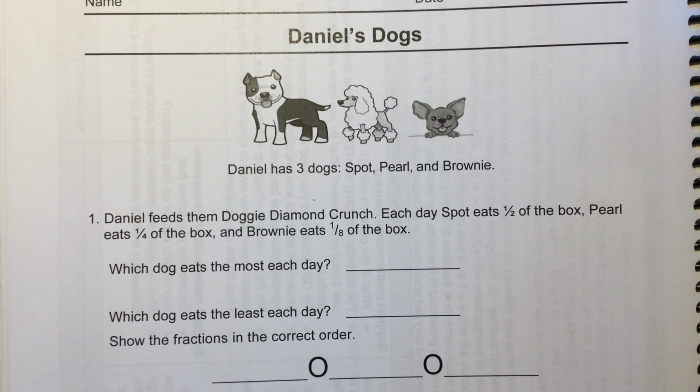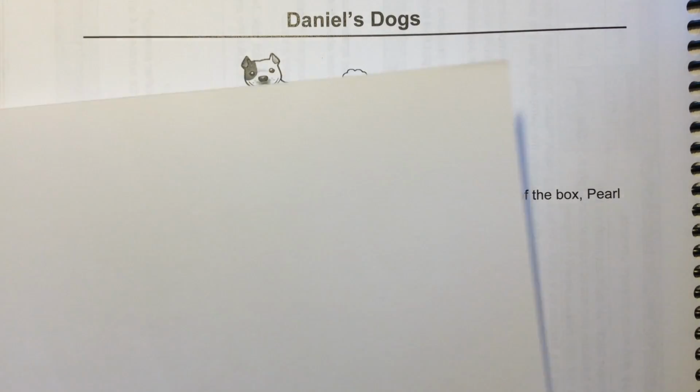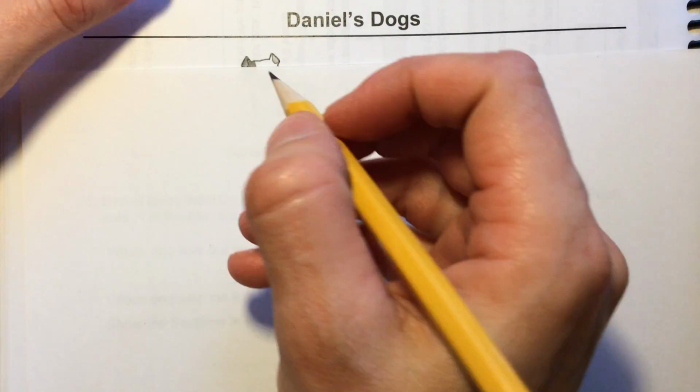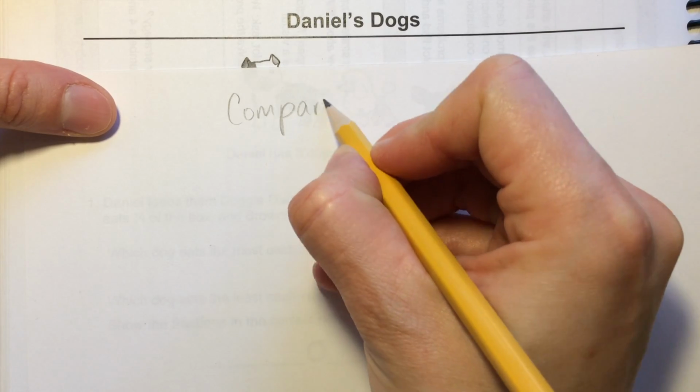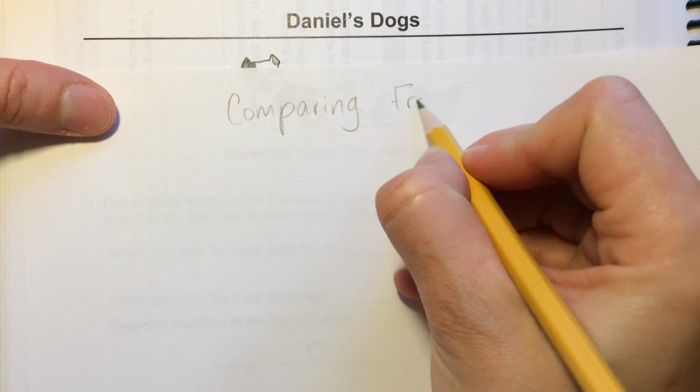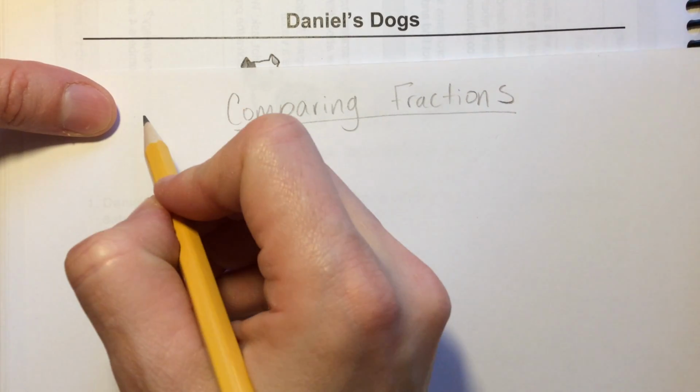Hello. For today's math practice, we're going to be using this workbook that I've got here at home. We can take a piece of scrap paper at home or your yellow notebook, and you can write this as your title. Comparing fractions is your title, which we underline.